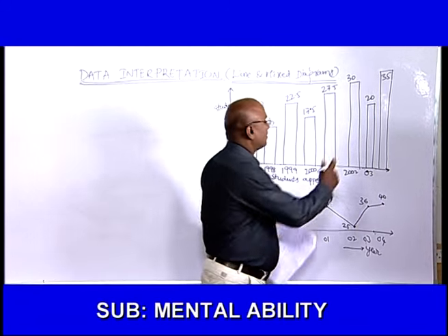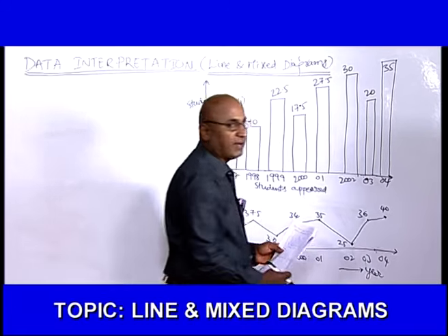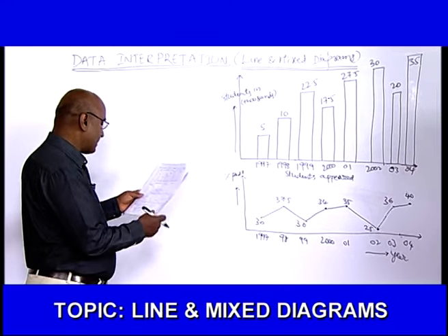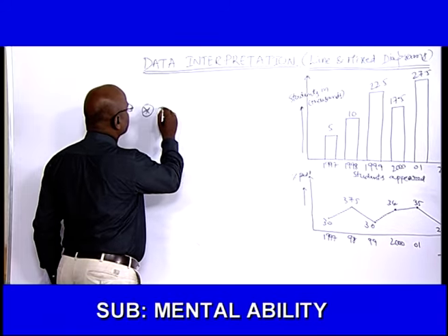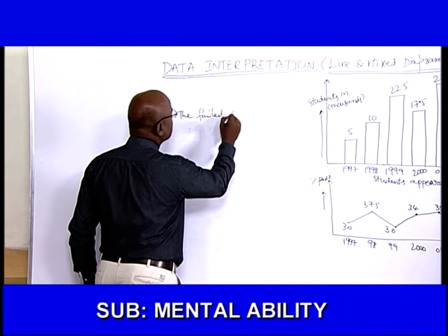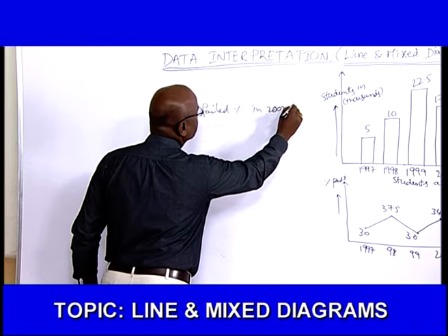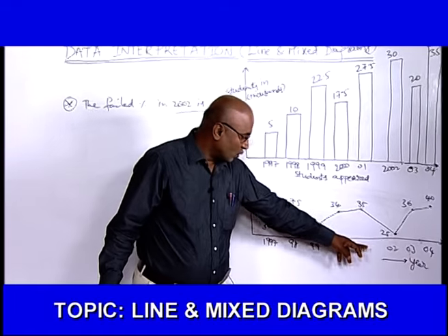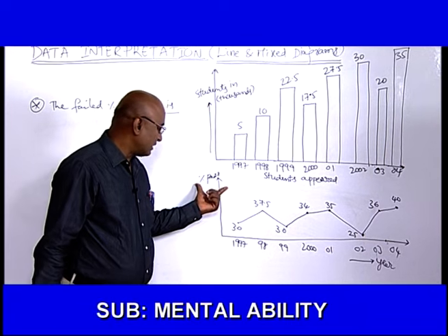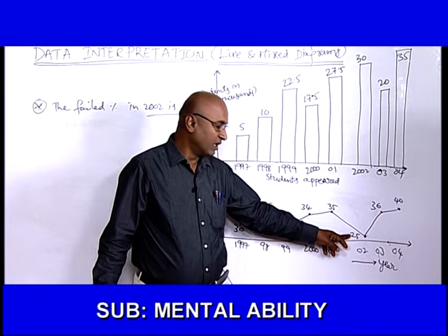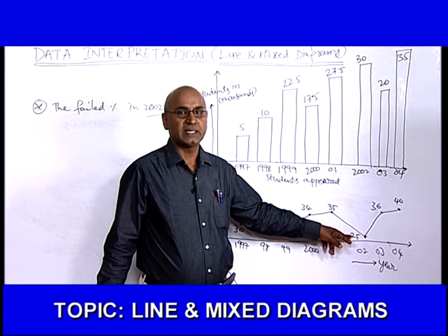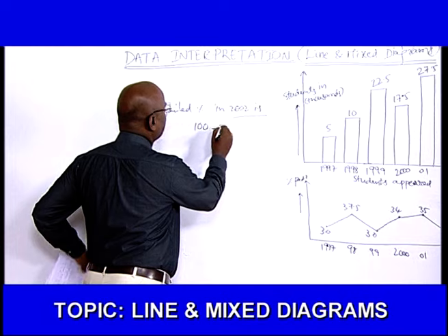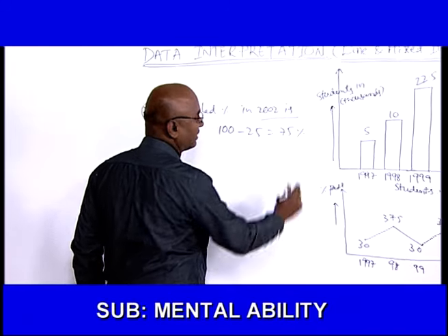And in the year 2004, 35,000 students appeared. Now see the first problem. The failed percentage in 2002 is? So what is the percentage given here? In the year 2002, the pass percentage is given. Out of 100%, 25% people passed. That means the remaining people failed. So failed percentage is equal to 100 minus 25, that is equal to 75%.